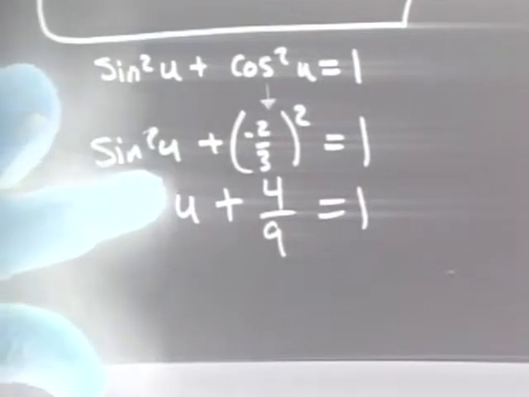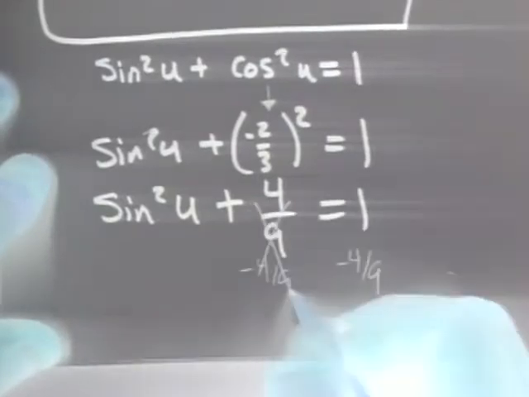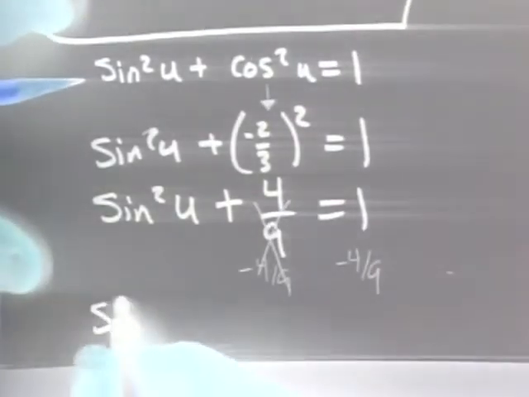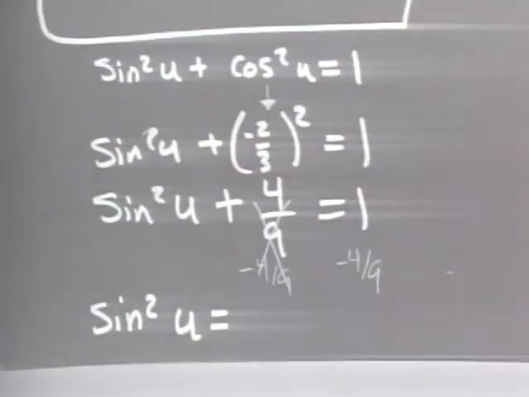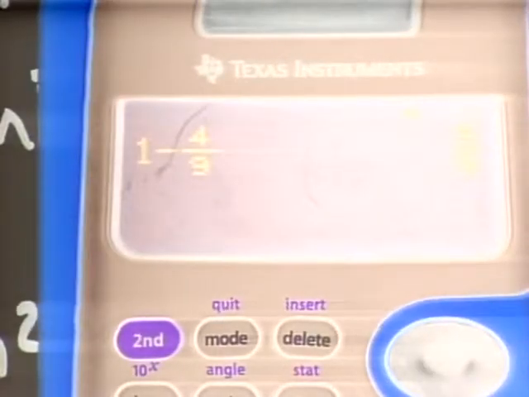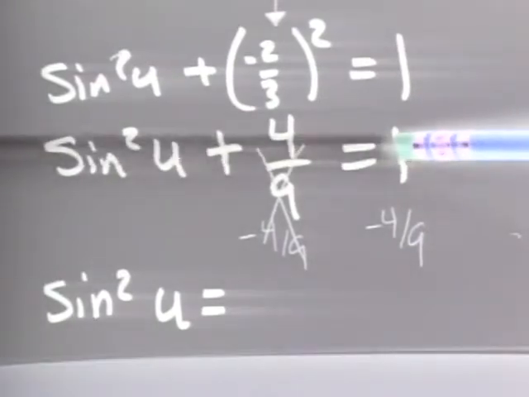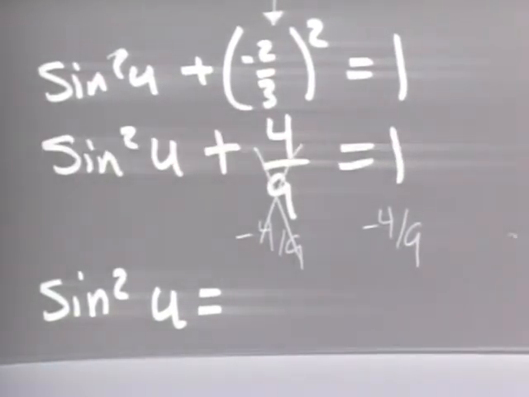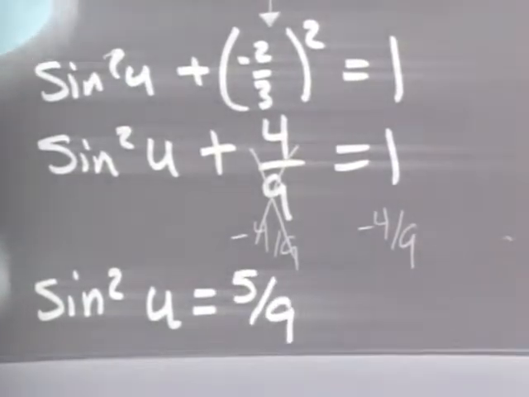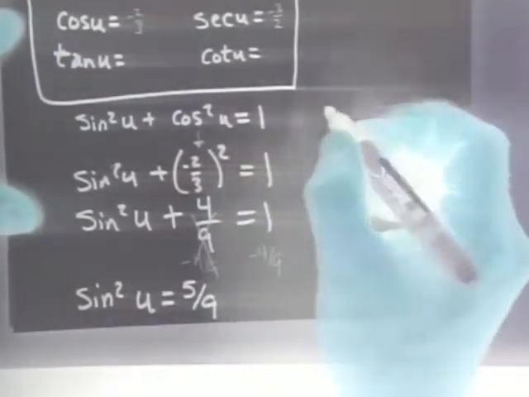And then what we have to do is we will minus 4/9 from each side. We want to get the sine squared u to be by itself. So we'll minus 4/9, minus 4/9. And we will have sine squared u equals whatever 1 minus 4/9 is. Again, you can use your calculator, but I'll do both. If I just did 1 minus 4/9, it's 5/9. But you should be able to do that without the calculator. If you think of 1, just think of it as 9/9. 9/9, take away 4/9 is 5/9, like that.